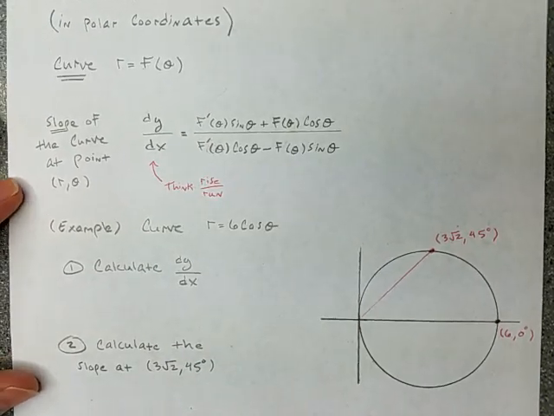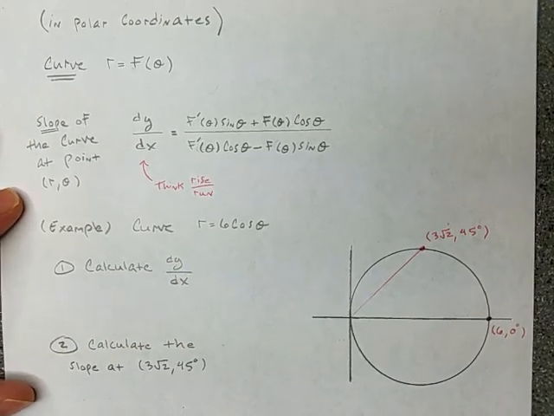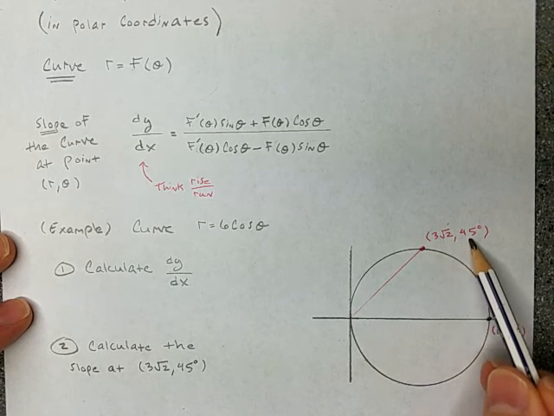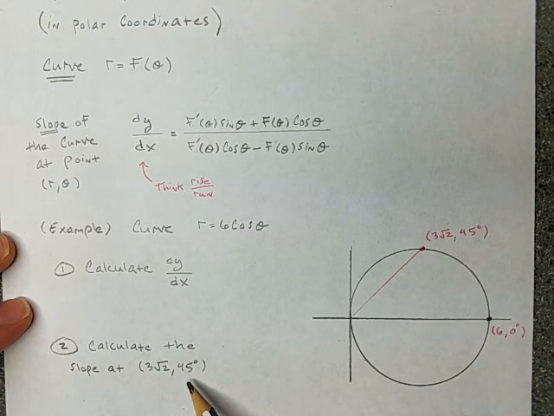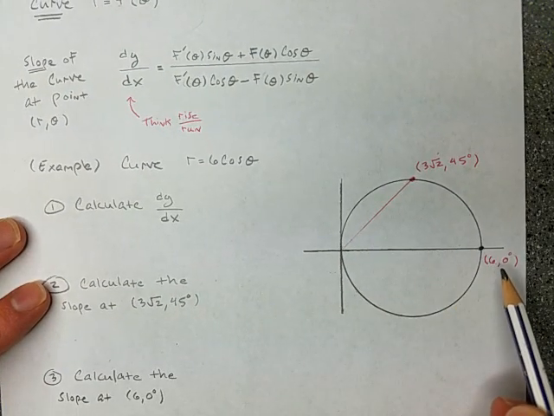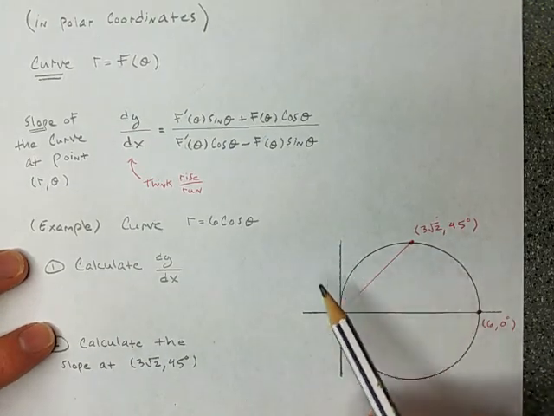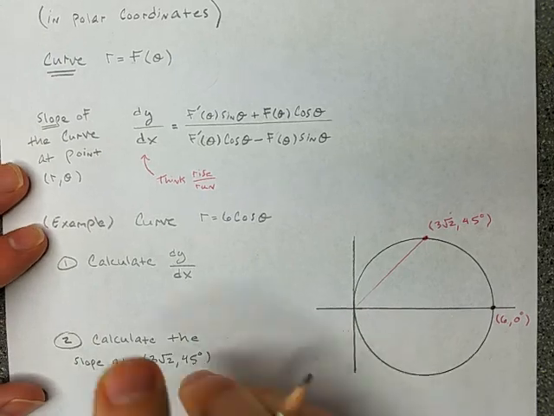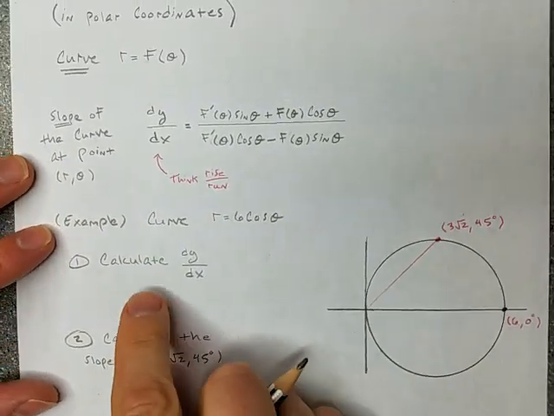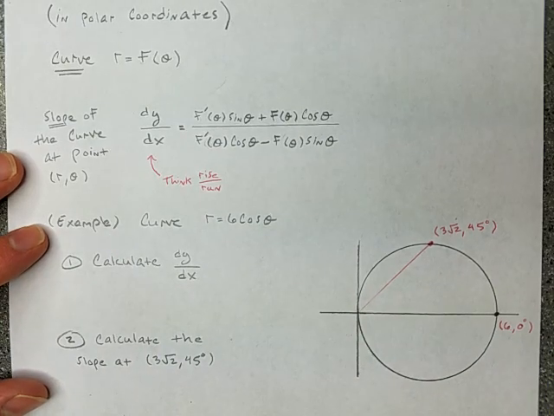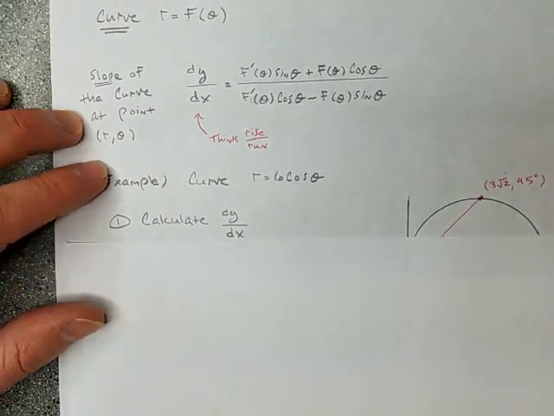All right? But let's say that I give you that, and I have a few points of interest, like there's this point, 3 root 2 for r and 45 degrees for theta. Can you tell me the slope at that point? Or this other point, 6 for r and 0 for theta. Both those points are on this circle, and they satisfy that equation. But before we calculate the slopes at these points, what's the formula for it? What's dy over dx, okay? So let's do that here.